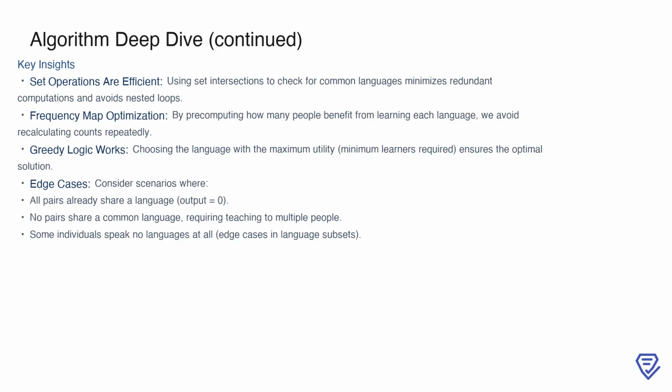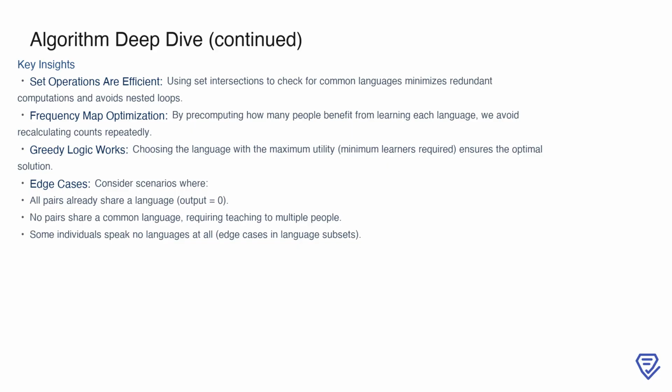Second, by pre-computing the frequency map, we eliminate the need to recalculate the benefit of teaching each language repeatedly. The approach is inherently greedy, as we prioritize the language with the highest utility, meaning the fewest learners required. This ensures an optimal solution.